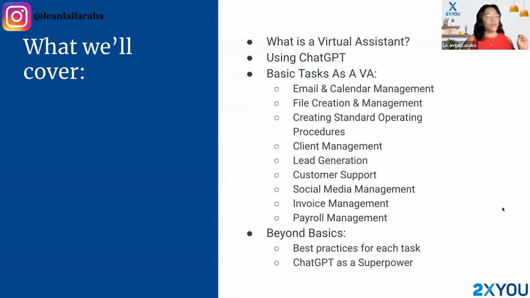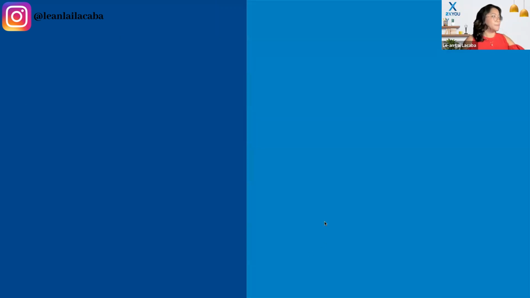And at the very bottom, we have a ChatGPT. Using it, basically it'll give you different prompts that you can use on how you can use ChatGPT as your own superpower. Now, to start with, what is a virtual assistant?